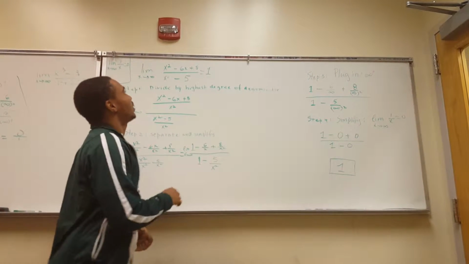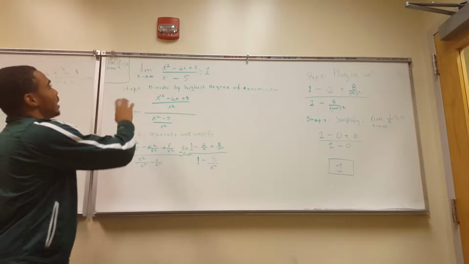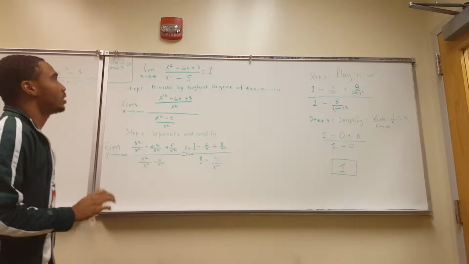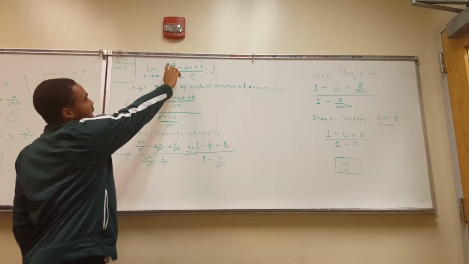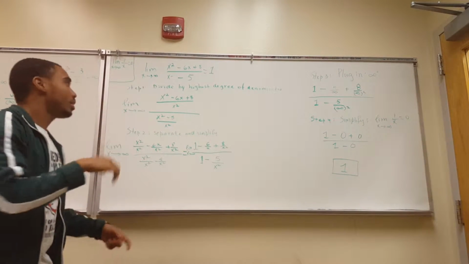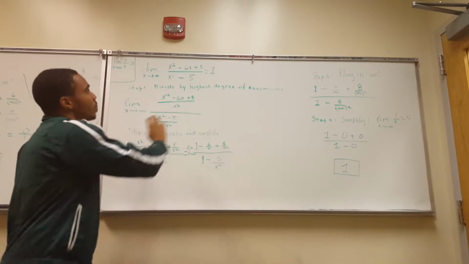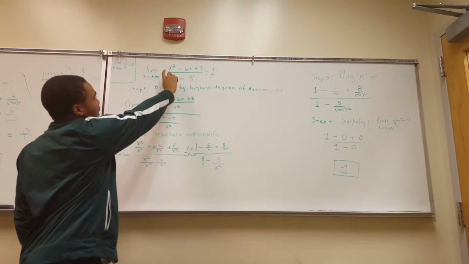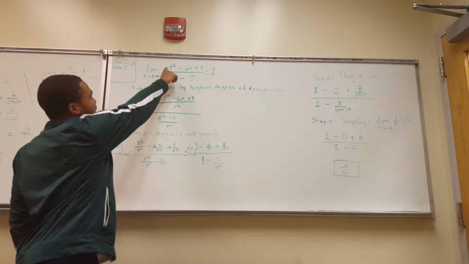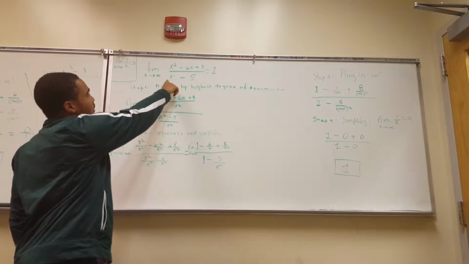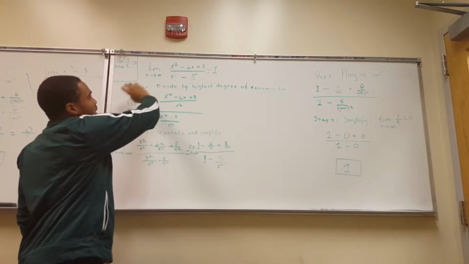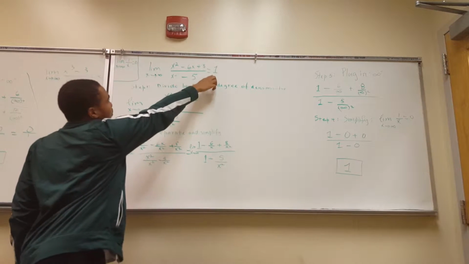Talking about the limit of a function as x approaches infinity. So the first thing you need to know: if the degree of the numerator and the degree of the denominator are equal, your answer is going to be the coefficient of the highest degree of the numerator over the coefficient of the highest degree of the denominator. In this case, that will be 1 over 1, which equals 1.